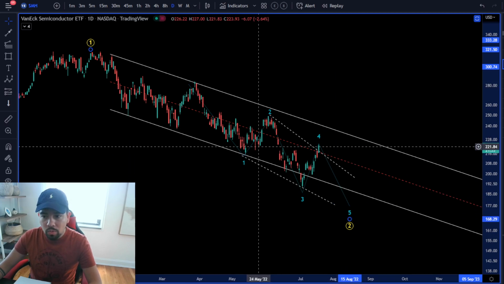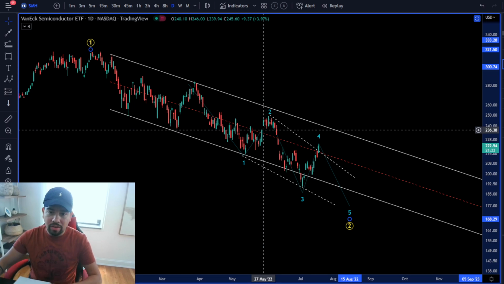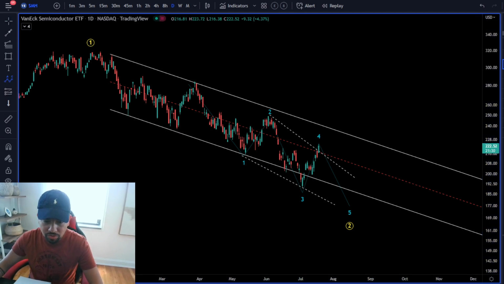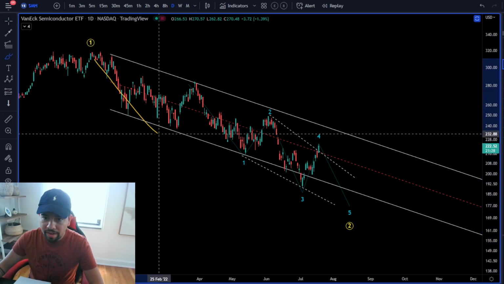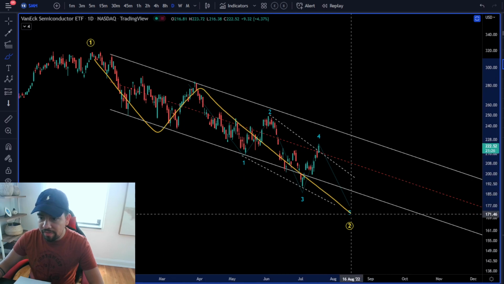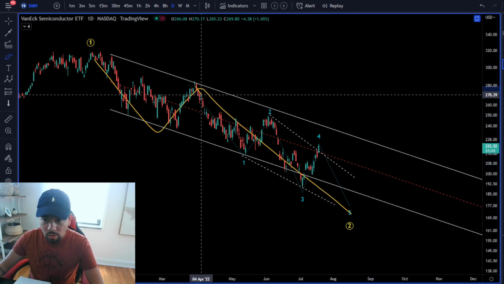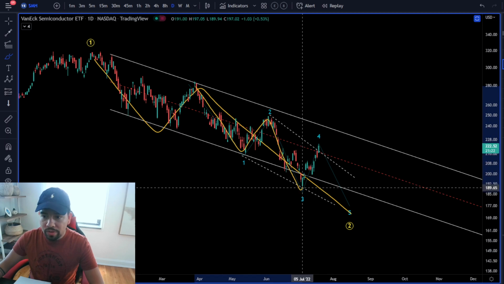Now, we are ending within an ending diagonal, right? We have the wave A. Right, let me just draw this for us here. We have the wave A, the wave B, and we're looking for our final C wave, right? Within the C wave, we have 1, 2, 3, 4, and 5.